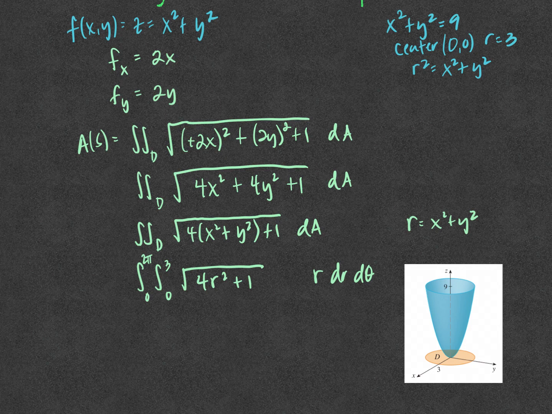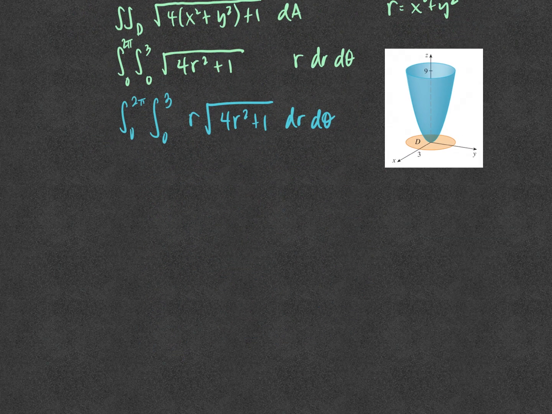So now we're going to integrate this with respect to r. I'm going to rewrite it and put my r a little bit better and a little bit closer so it doesn't feel like it's hanging out way on the end. So we have 0 to 2 pi for our bounds for theta, and then 0 to 3. And I'm going to put my r here, and we have the square root of 4r squared plus 1 dr d theta. Now, let's integrate with respect to r. We need to use u sub. So let's let u equal 4r squared plus 1. And so du is equal to 8r dr.